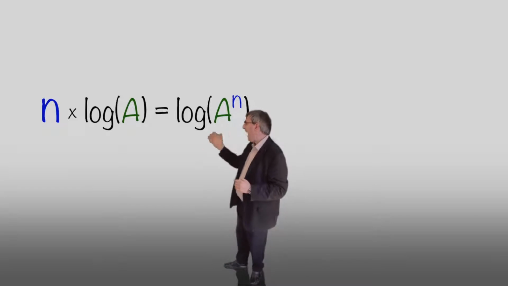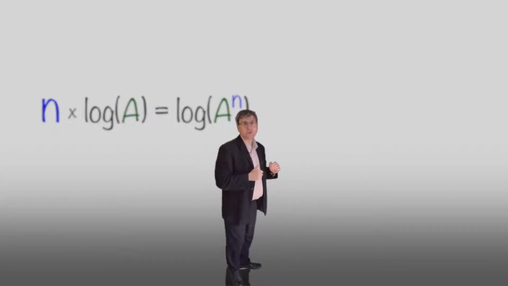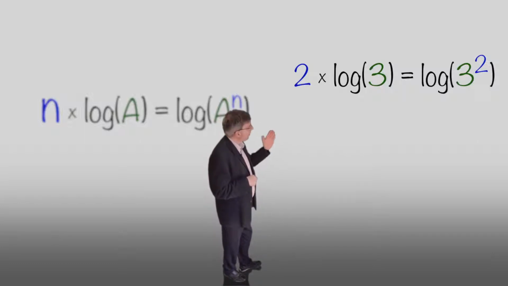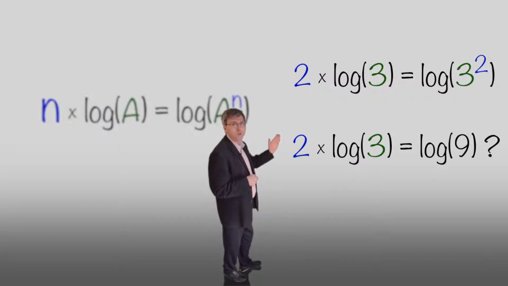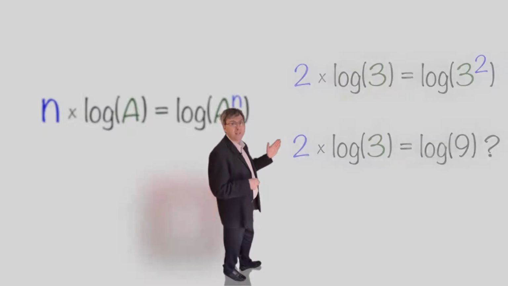So that leads us to our third law of logarithms, which is n log of a is equal to log a to the power of n. So let's see if that's true. We're going to put some numbers in. For example, 2 times log of 3, log to the base 10, does that equal log to the base 10 of 3 to the power of 2, or 3 squared? Well, 3 squared is 9. So the question is, does 2 times the log to the base 10 of 3 equal log to the base 10 of 9?